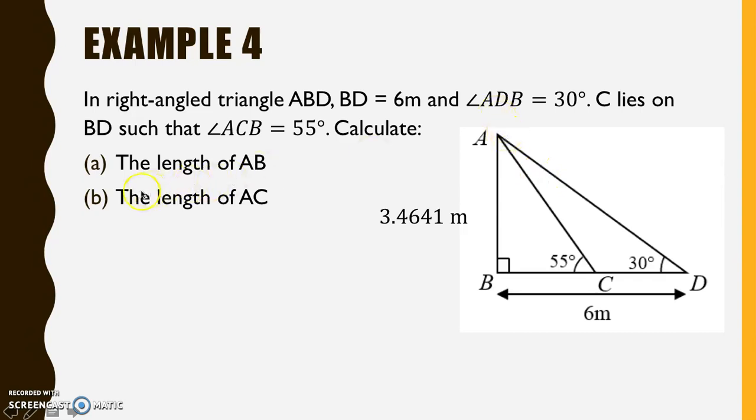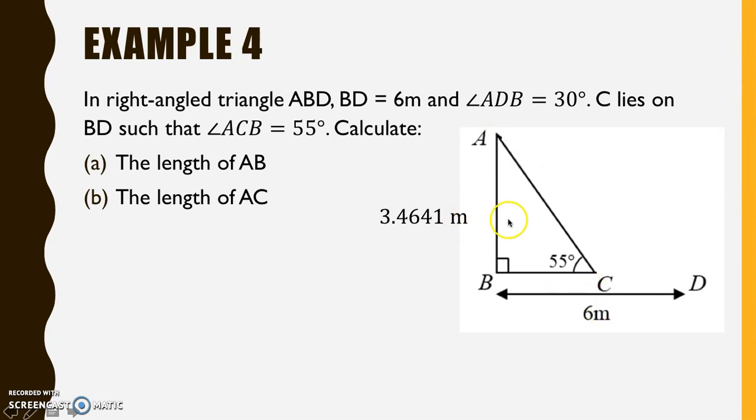Let's take a look at question part B. Find the length of AC. Now similarly, we do not have any information about BC, so we cannot use Pythagoras theorem. We only know this length over here, so we still cannot find AC. So it makes sense for us to focus only on the smaller triangle, and that's what we're going to do. Just ignore the 6 meters over here.